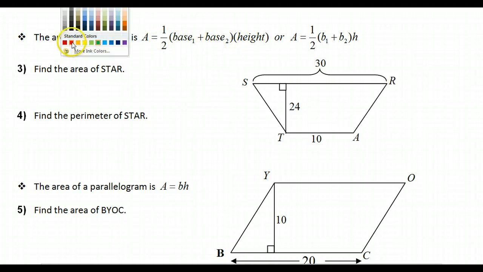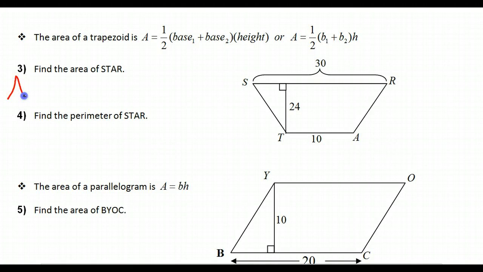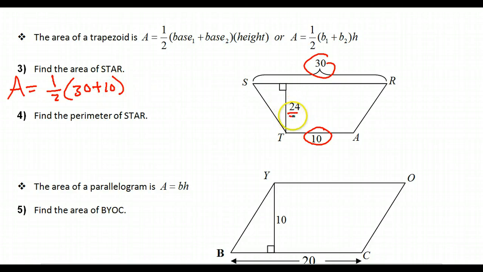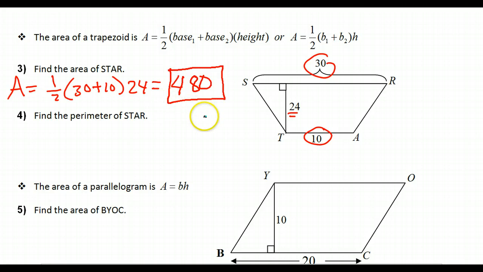So let's just do that. So this area is 1/2. Now I need base 1 plus base 2. So that's 30 and 10, times height, which is 24. Just put that in your calculator. Well, that is 480. So that's the area of that trapezoid.